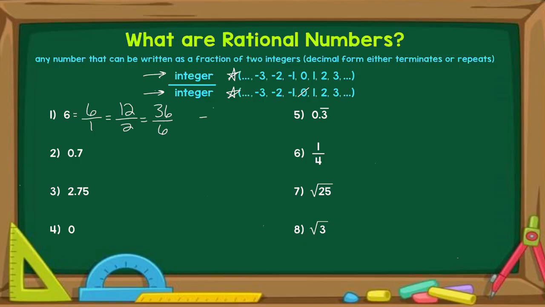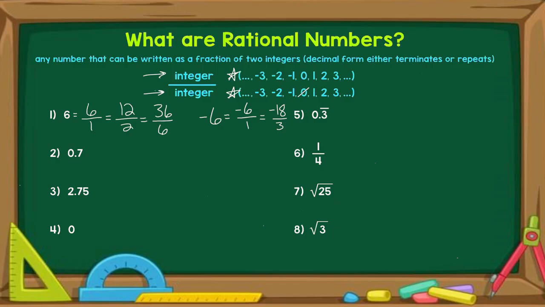What about negative 6? What about a negative number? Can we write this as a fraction of two integers? Yes. Negative 6 over 1 equals negative 6, or negative 18 over 3 equals negative 6. So negative 6 is a rational number as well.